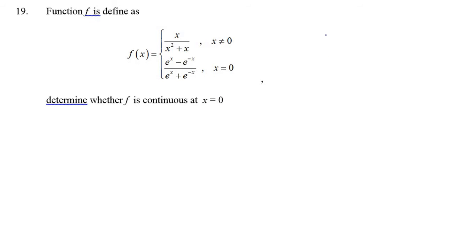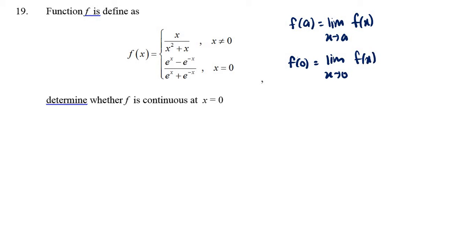So at x equals 0, it must satisfy this third condition, right? So f(a) must equal the limit of x approaching a of f(x). Okay, so when you have it in this form, kita kena check lah dekat sini. Sekarang kita nak check at x equals 0. So substitute 0 over here. So we want to check that f(0) is equal to the limit of x approaching 0 of f(x).